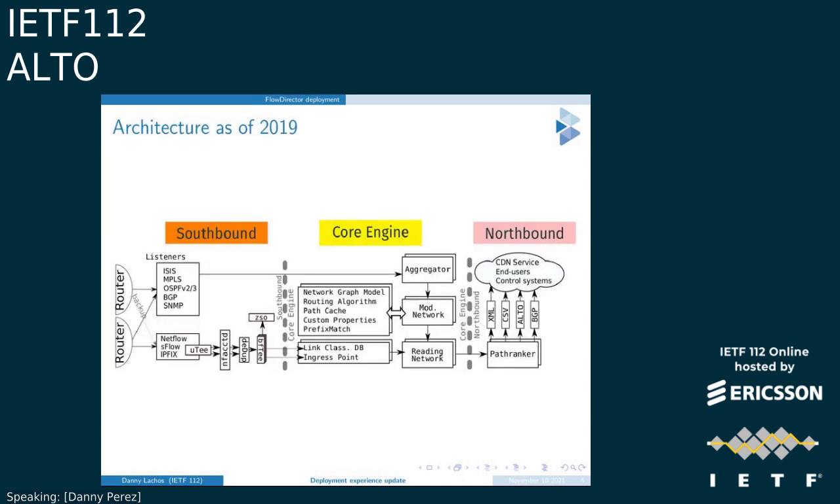Regarding the architecture, basically we have three main components. The southbound components are basically for data collection and aggregation. The core engine, which does all the model building and calculation. And we have the northbound component, which does all the communication of the path ranking to the hyper-giants or CDNs. We have ALTO or others like a northbound interface, like CSV or out-of-band BGP interfaces. Okay, next slide, please.